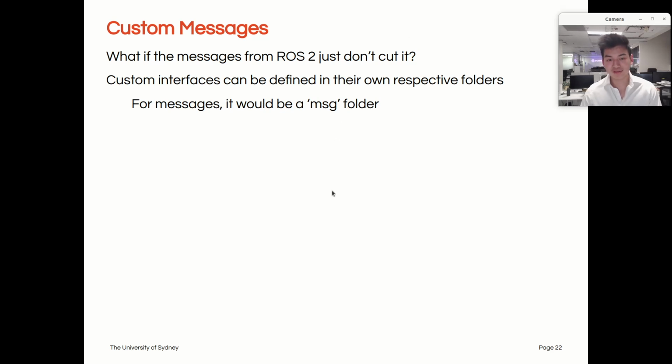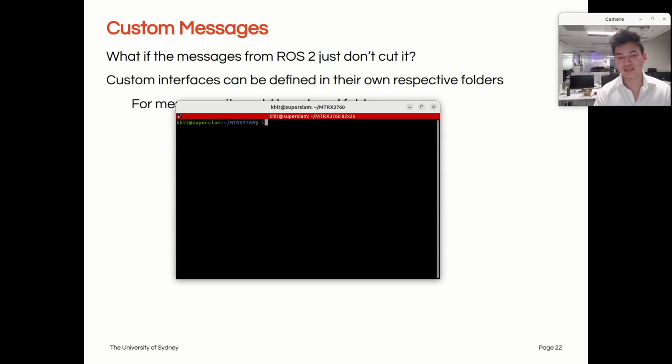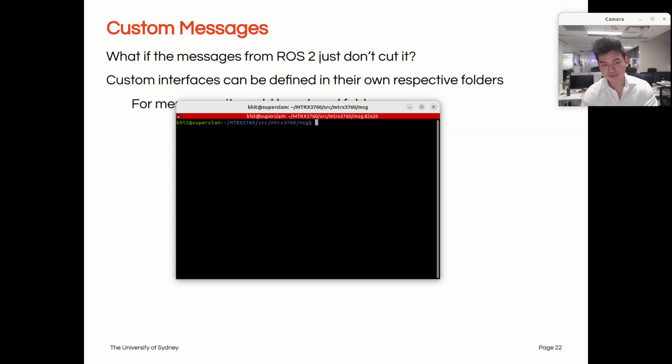If you recall, in our package, we do not have a message folder. We have a launch folder that we just created, but we do not have a message folder. So let's just create one now. It's empty, of course. And then we can create a custom message as well. Let's say custom message.msg. It's going to be empty, so let's fill that out.